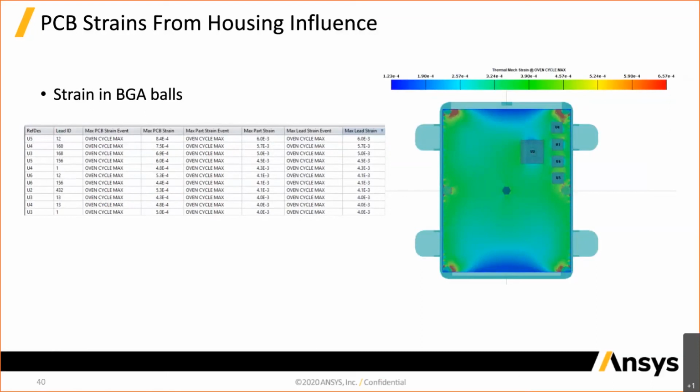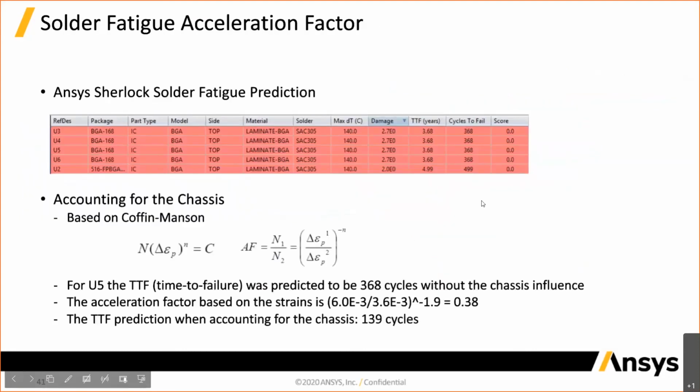So we've added the chassis back in, and we've run it again, and we can see now that the lead strains have doubled. So now we need to account for that in the solder fatigue life prediction that Sherlock gave us when we ran it. Now, this is a really harsh oven cycle that a lot of automotive guys use. I think it's minus 40 to 100. Most BGAs are going to have issues with that, especially if they're large. So these are numbers that we would typically see with that type of thermal cycle environment.